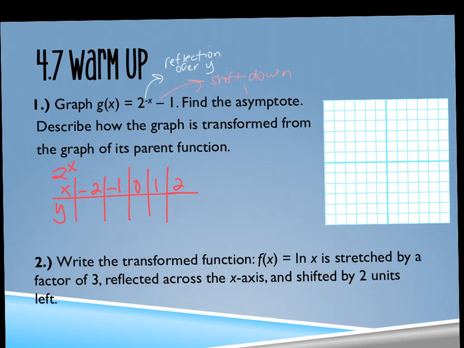So 2 to the -2 is 1 over 2 squared, which is 1/4. 2 to the -1 is 1 over 2 to the first, which is 1 over 2. 2 to the 0 would be 1, 2 to the first would be 2, and 2 to the second would be 4. So this parent function would look something like this. That would be the parent function, right? Is it growth or decay? Growth, right? And I know that because the base is bigger than 1.